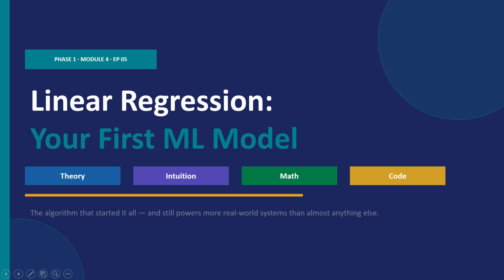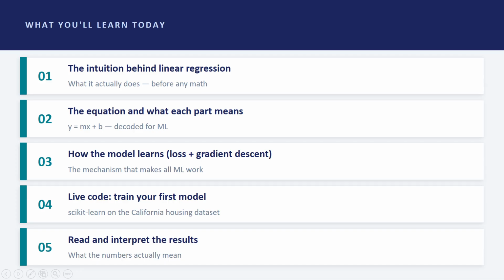We are building your first real machine learning model from scratch, that is linear regression. This is the algorithm that started the field of modern statistics and still powers more real-world systems than almost any other. By the end of this episode, you will have trained the model, read its output and understood every number it produced. Let's go. This is the agenda.